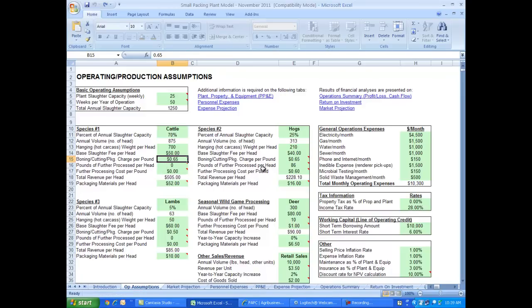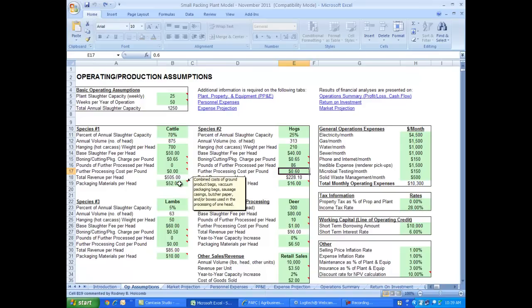Hogs are a good example of this because of bacon, ham, and breakfast sausage that are often prepared from a hog. So in this case, our 210-pound hanging carcass for the hog, we're assuming 86 pounds of that are going to be turned into further processed, smoked, cured, or otherwise further processed products. And for each one of those pounds of product, there's an additional processing cost per pound.